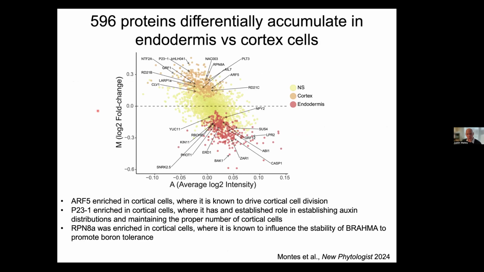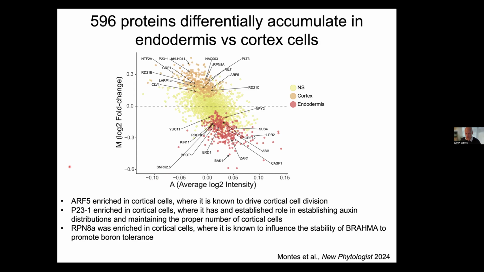And that leads to the question, did we find anything biologically meaningful? So one of the analyses we did is just look at differential enrichment of proteins between the cortical and endodermal cells. And here showing these MA plots where you have intensity plotted against fold change. So stuff that's up here is enriched in the cortex and stuff that's down here is enriched in the endodermal cells. And what we can see are proteins like auxin response factor 5 being enriched in cortical cells.